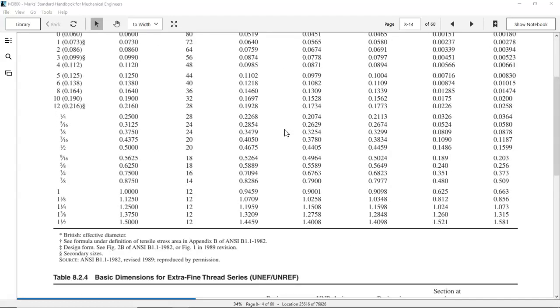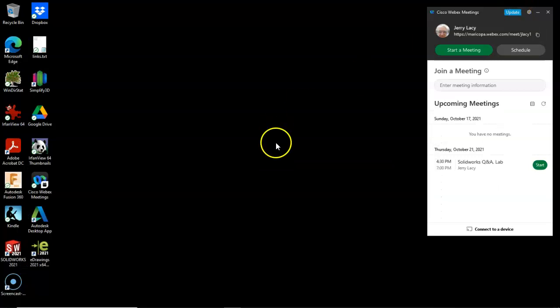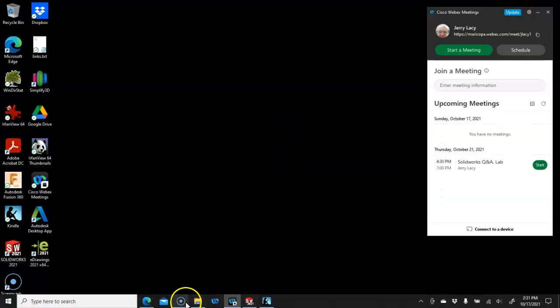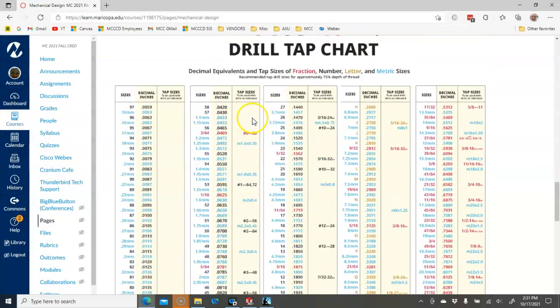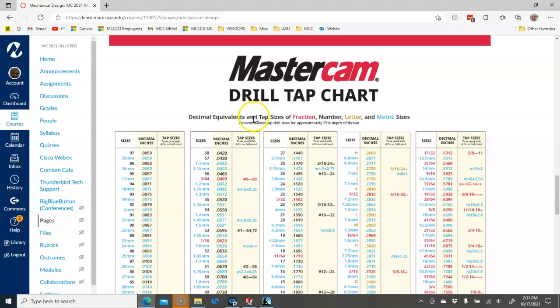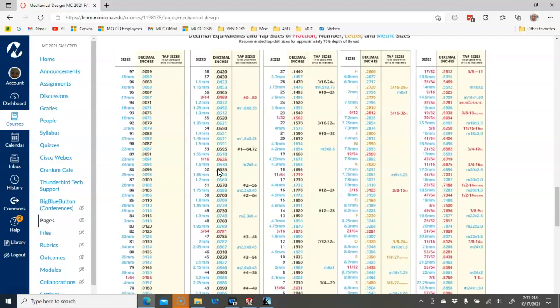Let's see if they have another chart. So pretty much plenty of charts to refer to on this. So let's jump over to the quick what-you-need-to-know. As mentioned, this is the Mastercam drill chart. It lists the metric and the number drill bits, as well as the fractional drill bits and the letter drill bits. And then, of course, the metric is in whatever increments you buy the index in.